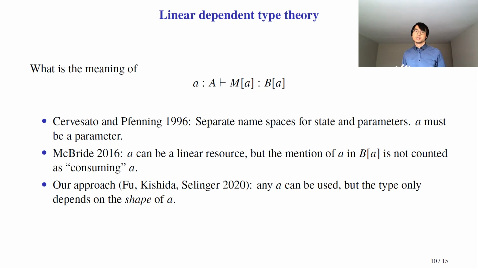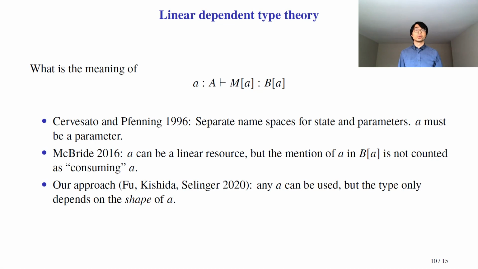So recently, Conor McBride proposed that we allow the term A to be a resource. But when the resource gets mentioned in type, it's considered that we are contemplating the value of the resource. But this does not quite make sense in our setting because, for example, the resource A can be a qubit, and it does not make sense to contemplate the value of a qubit during type checking.